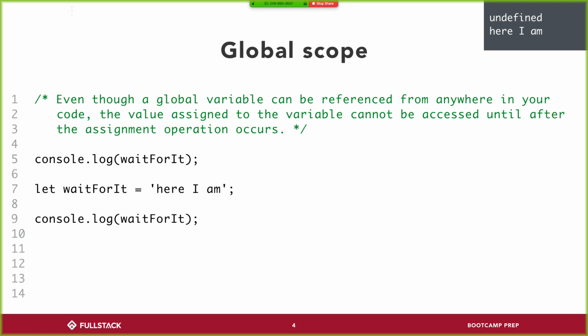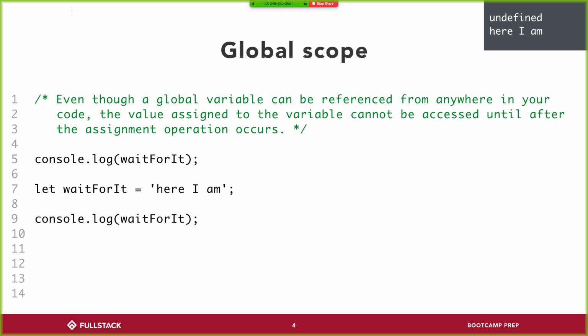So basically, when we first try to access "wait for it", I believe this line 7 gets hoisted to the top. So it's almost like on line 4, there's a let wait for it with no assignment. And so then on line 5, when you log it, it's undefined because you haven't assigned anything to it. Then in line 7, it actually does the assignment. And then in line 9, it'll actually log what we expect.